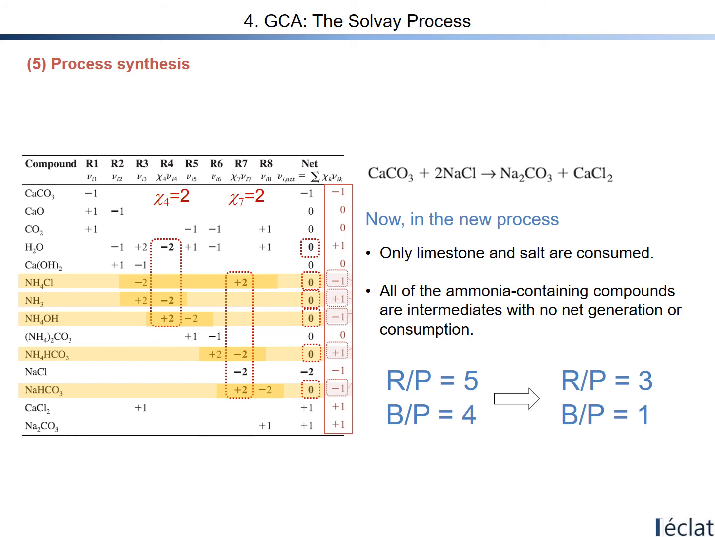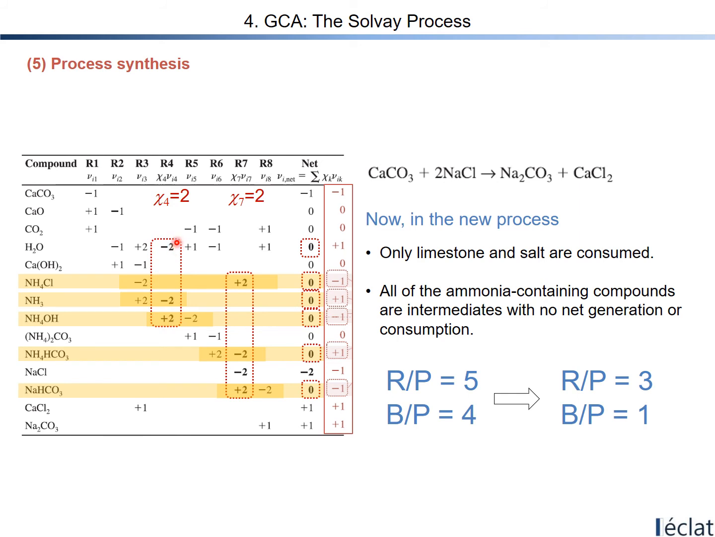It's time to apply those weight factors for calculating the net summation of stoichiometric coefficients. Right now, the weight factor of reaction 4 is 2 and of reaction 7 is 2. So the stoichiometric coefficients of those reactions should be changed.